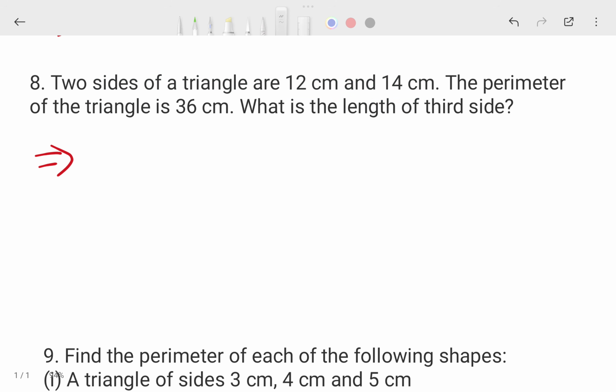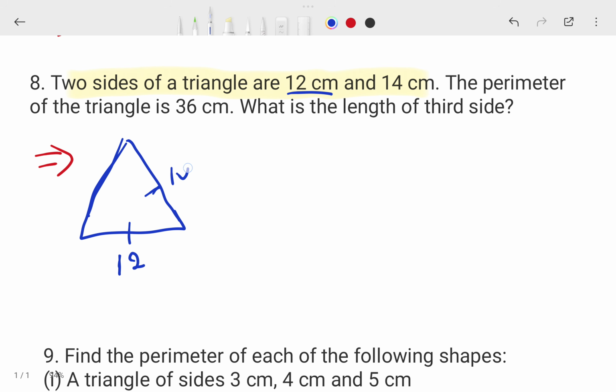Generally this question is telling that two sides of a triangle are 12 and 14. This is our triangle, and in this triangle two sides are given. Let's suppose this side is 12, and this side is 14. Then the perimeter of the triangle is given as 36.